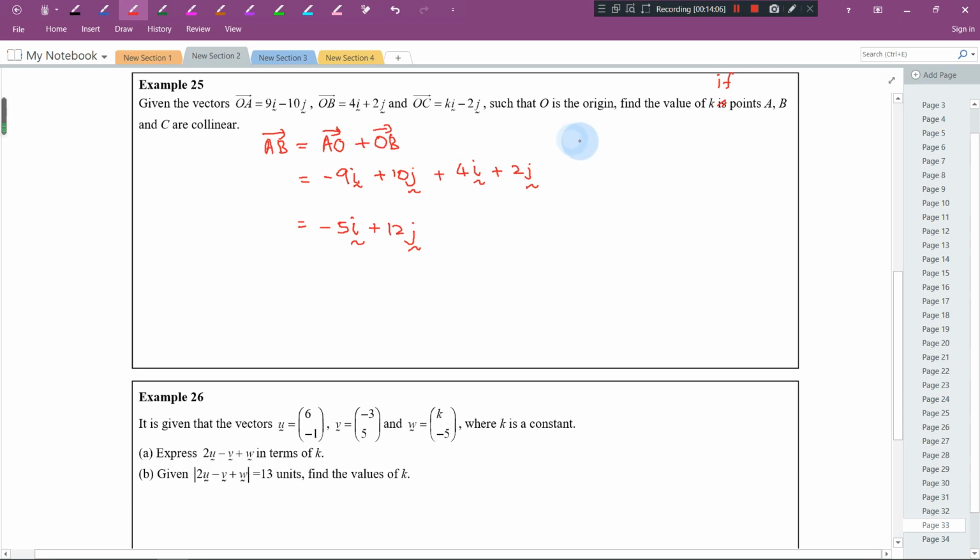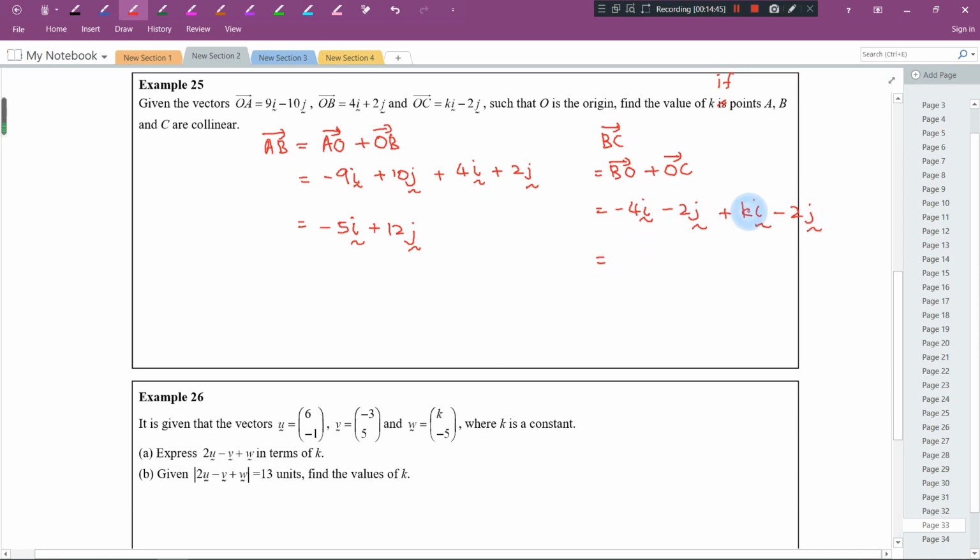Correct. Now let me do BC. BC is equal to BO plus OC, right? This is OB, but what we are looking for is BO, so we have to change the sign. Positive becomes negative, because they are opposite directions. So it will be negative 4i minus 2j plus OC. This one no problem, we just copy ki minus 2j.